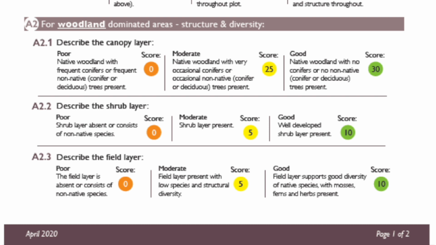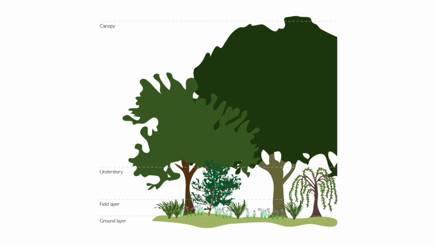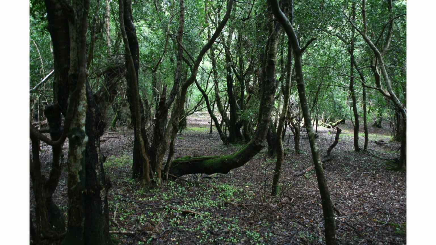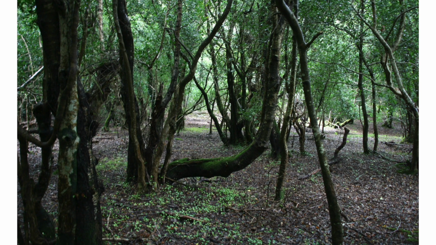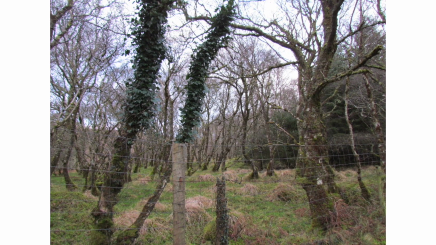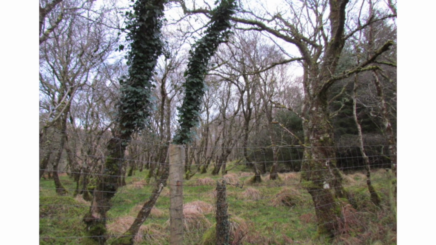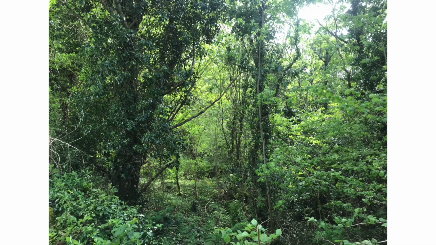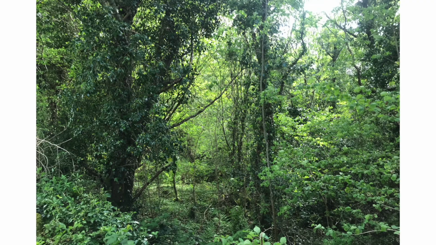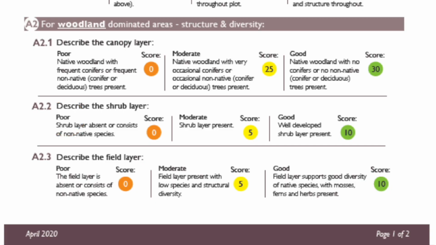A2.2 Describe the shrub layer. The shrub layer occurs in the understory of a well-developed native woodland. Typical shrub species may include hawthorn, holly, blackthorn, gorse, brambles and small birches. The categories provided here are poor, moderate and good.